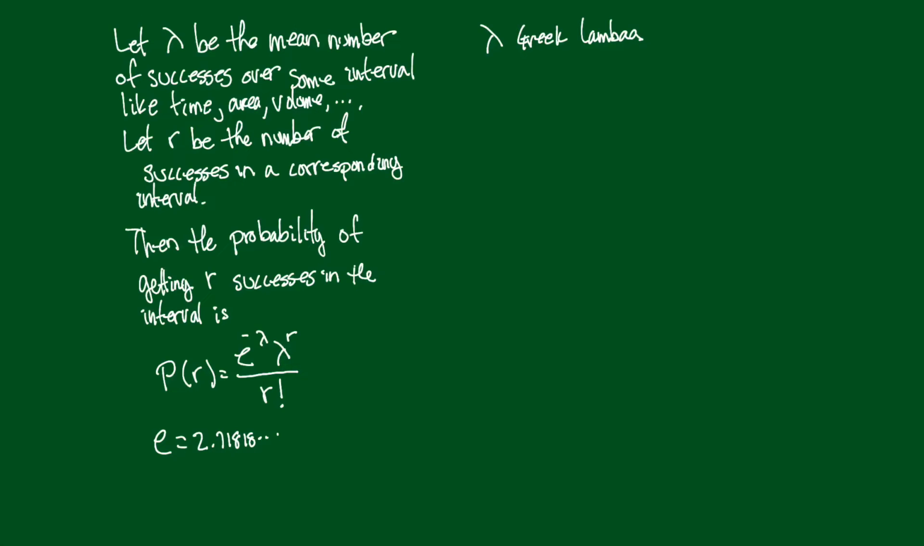And one more thing about the Poisson distribution before we do an example is that the average number, the mean, for this is going to be exactly lambda. That's what lambda is. If you remember back up here, we said let lambda be the mean number of successes. So mu is equal to lambda. And then the standard deviation is just the square root of lambda.